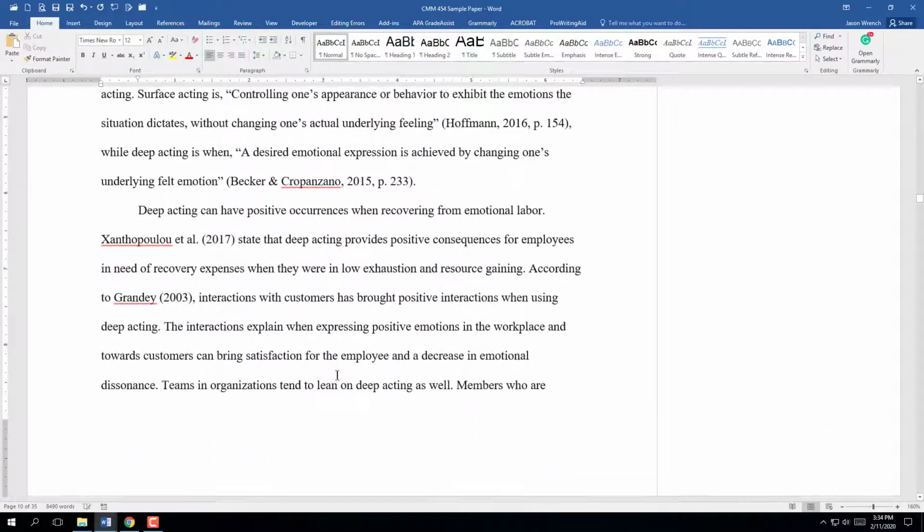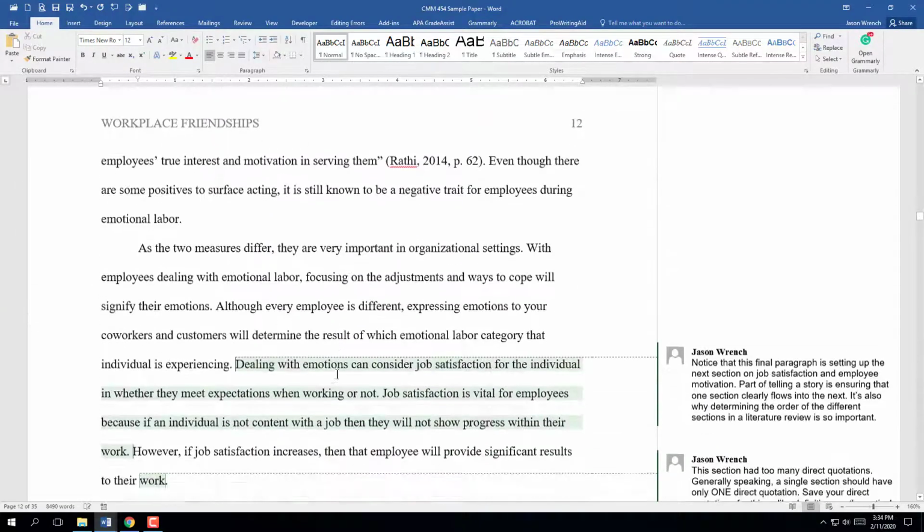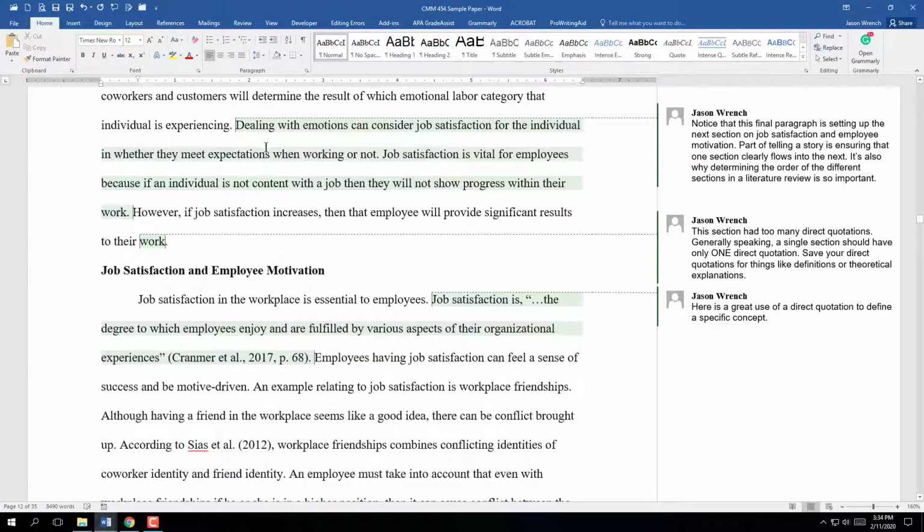So I'm going to keep going through this section on emotional labor. And again, I want to get down to the next section. Again, I highlighted this one.